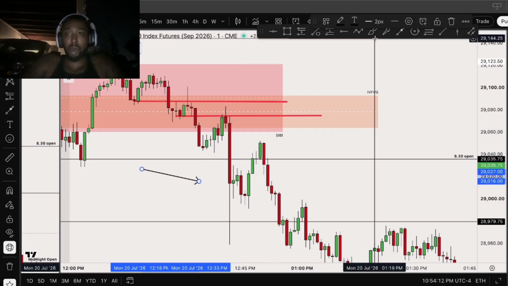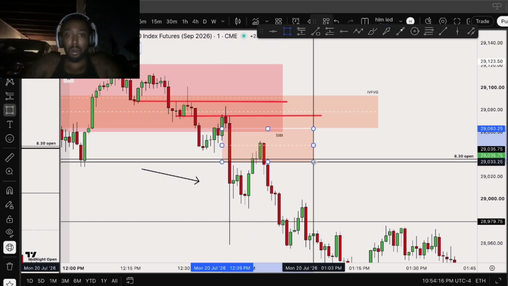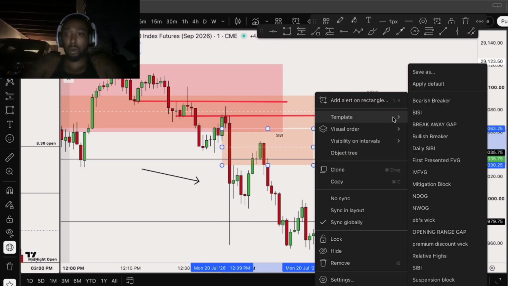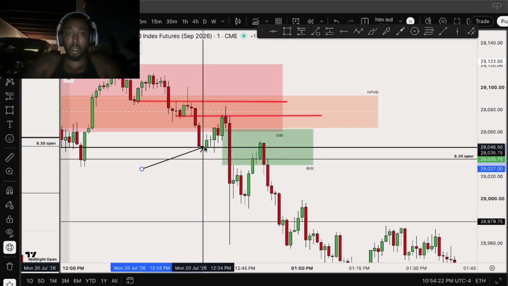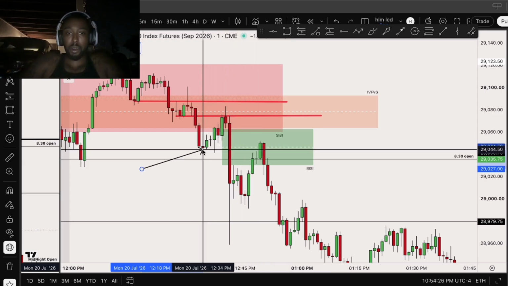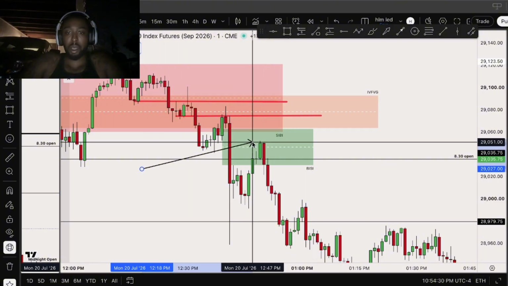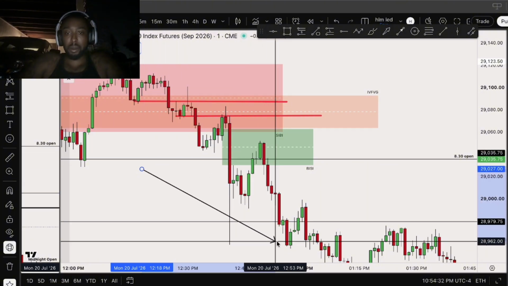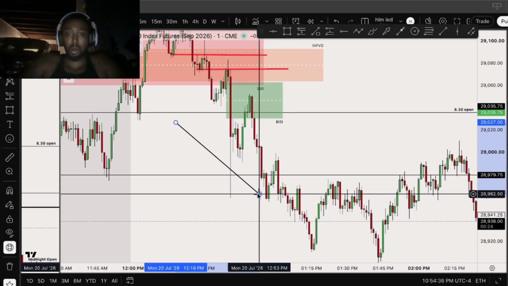Look how it comes right into the fair value gap, coupled with the order block. Look at that. The order block is here. Look how it touches it perfectly. The order block. Look how it comes to the order block and it retraces to the inefficiency. And it just dumps. Right, create another order block.